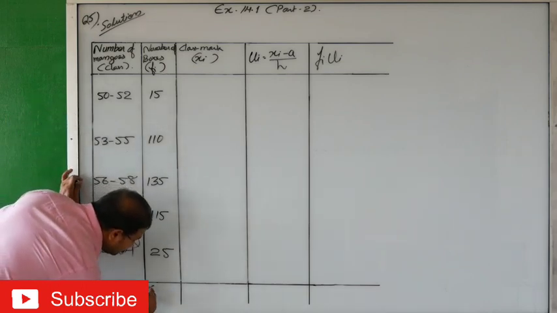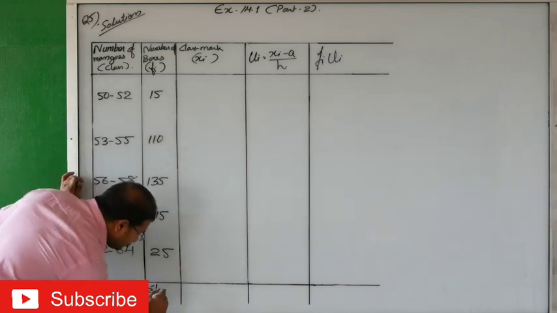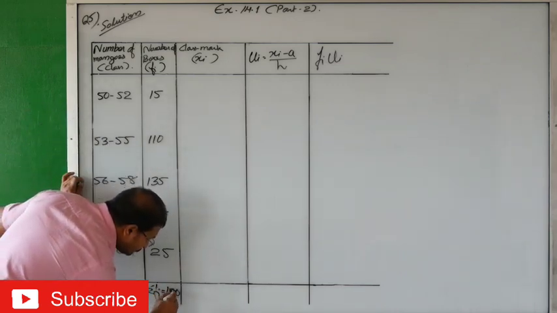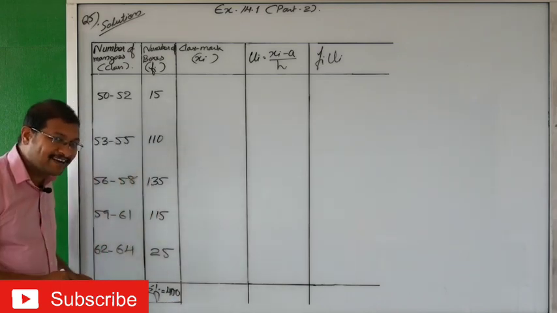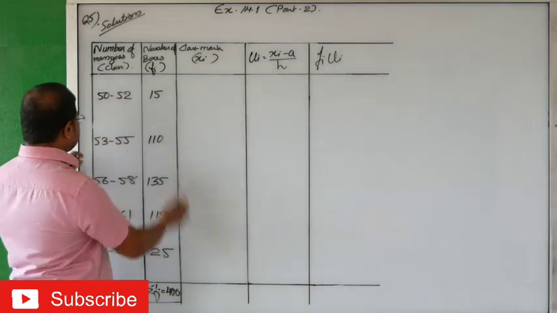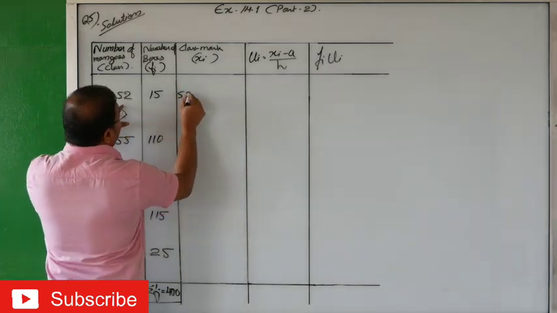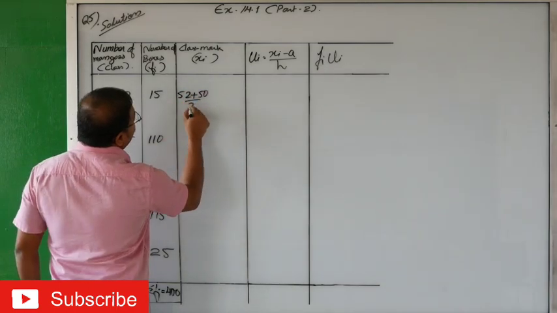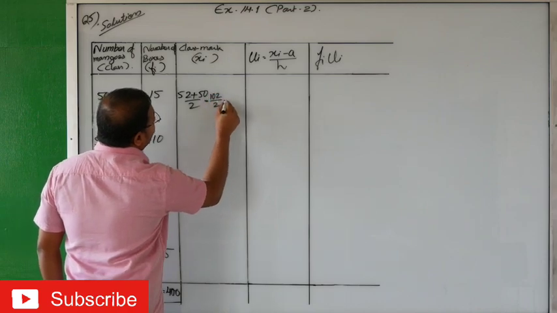Sigma fi equals 400. Don't copy it, write alone. Ready? After that, the class mark, what will you do? Yes, upper limit plus lower limit divided by 2. That means 52 plus 50 by 2 equals 102 by 2 equals 51.